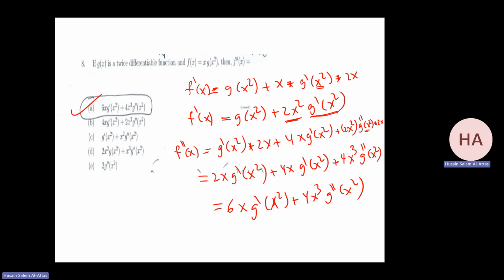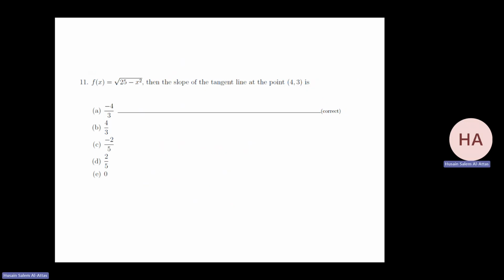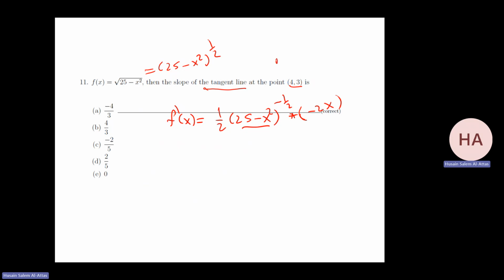Which is this answer? If f of x is equal to this, then find the slope of the tangent line at this point. So this is 25 minus x squared to the power half. What will be f prime? It will be half times 25 minus x squared to the power minus half, times the derivative of this, which is minus 2x. We want the slope at x equals 4.